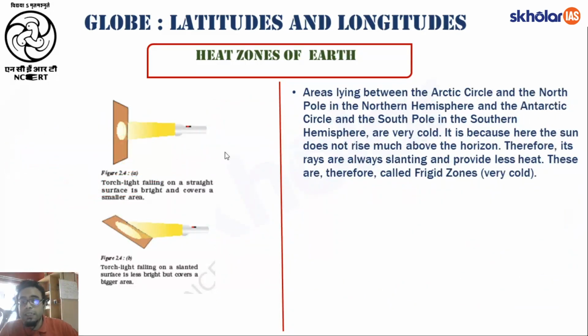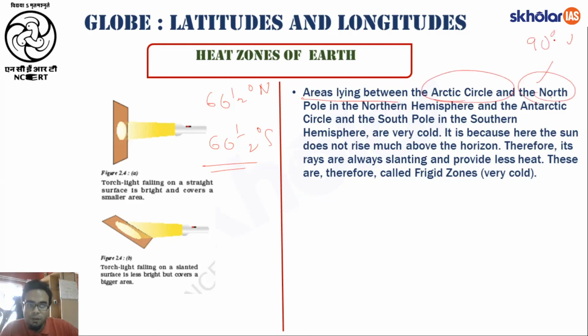Then beyond 66.5 degrees north and beyond 66.5 degrees south, what will we see? Areas lying between the Arctic Circle and the North Pole, which is 90 degrees north, that is from 66 to 90 degrees in the northern hemisphere, and the Antarctic Circle, that is 66.5 degrees south, to the South Pole in the southern hemisphere, are very cold, right? It is because here the sun does not rise much above the horizon, and therefore its rays are always slanting and provide less heat, and they are called your frigid zones.